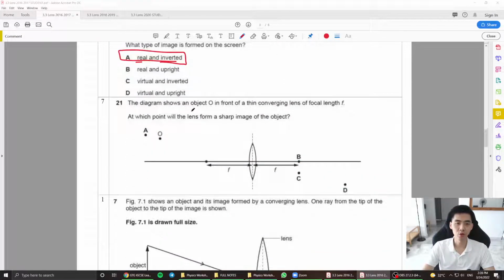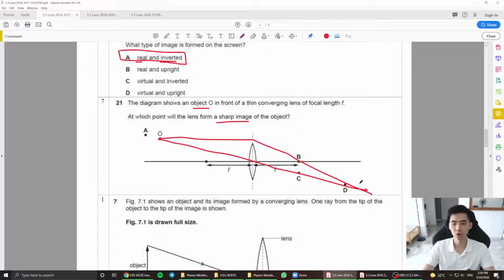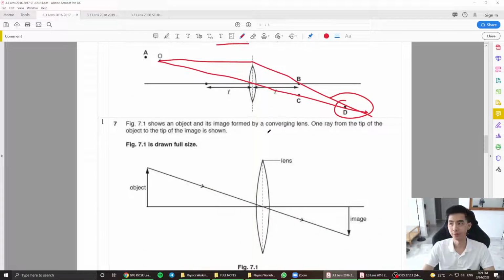Then the diagram shows an object O in front of a thin converging lens with focal length F. At which point will the lens form a sharp image of the object? A sharp image means to say it's going to be a clear image, where the clear image can only be formed where all the light rays are supposed to converge. So you could use the same concept, horizontal line, cut through the focal point here, then after that cut through the optical center. I'm pretty sure you'll get an answer that is somewhere around D if you use proper rulers. So D is naturally the answer here.